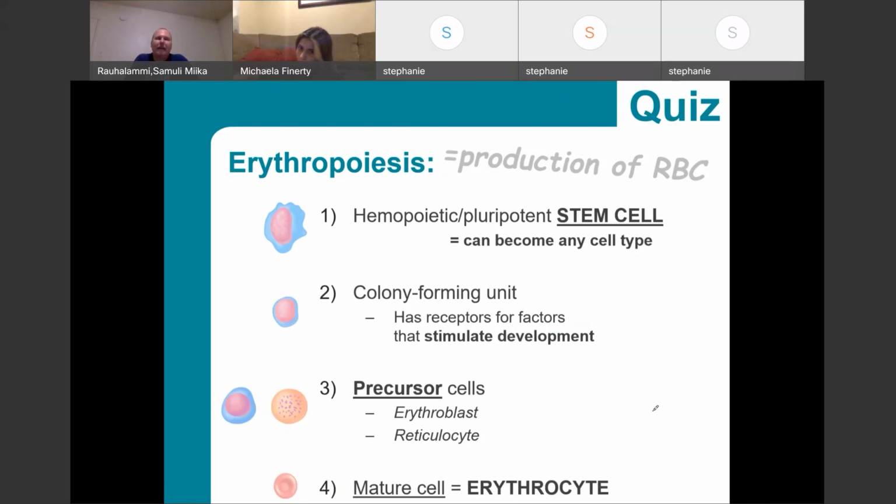One thing that the quiz talks quite a lot about is the production of different kinds of blood cells. And the production of the red blood cells, you remember, that was called erythropoiesis.